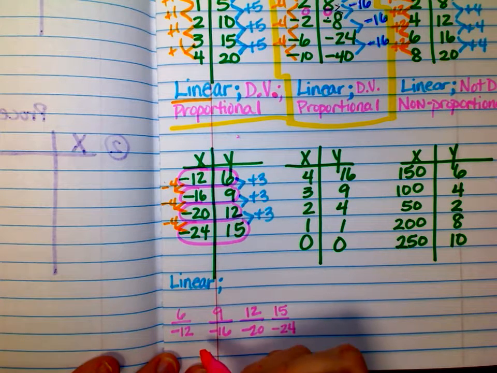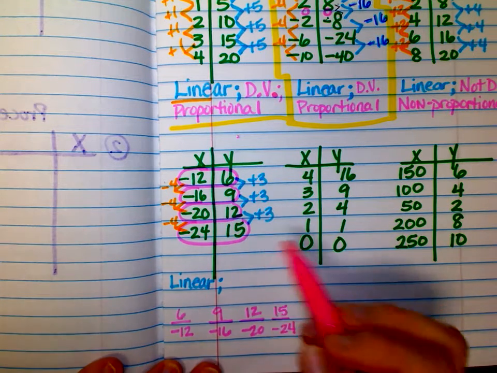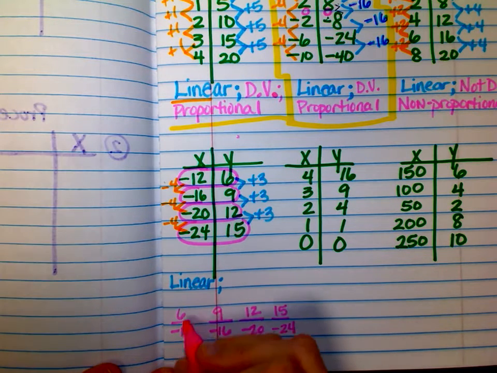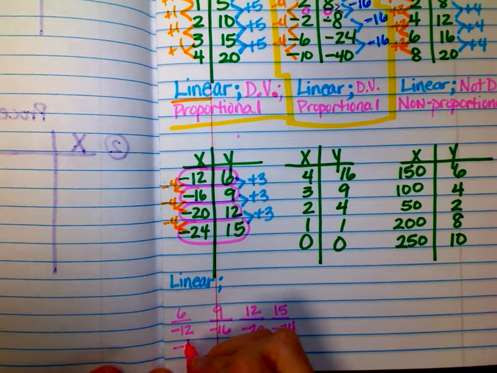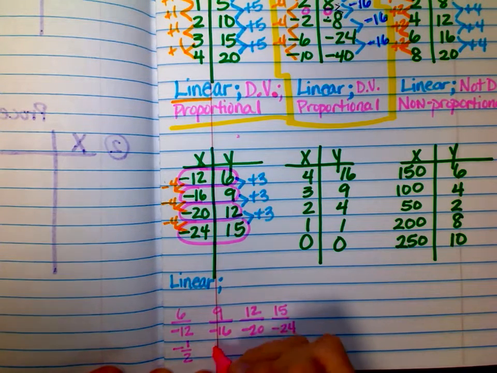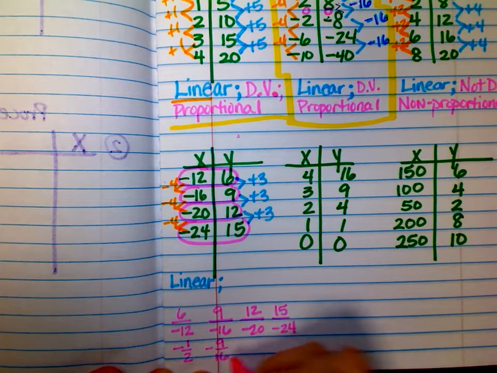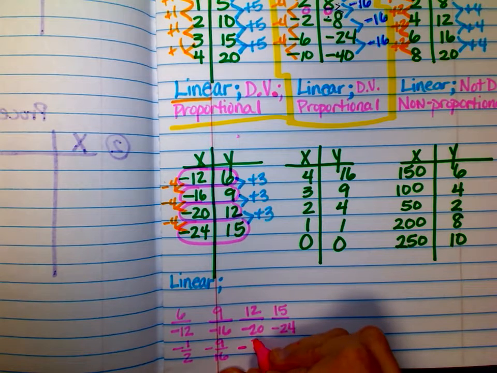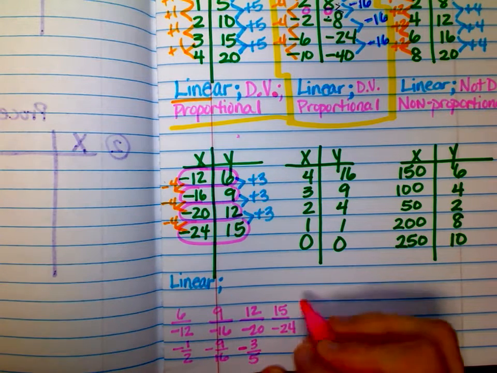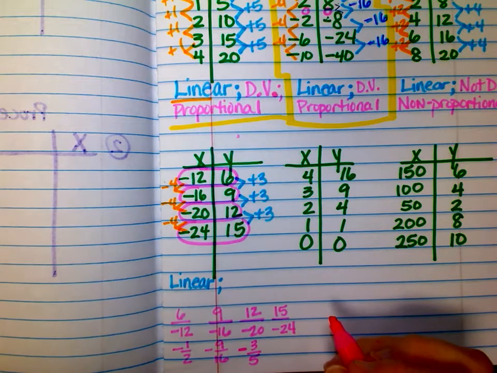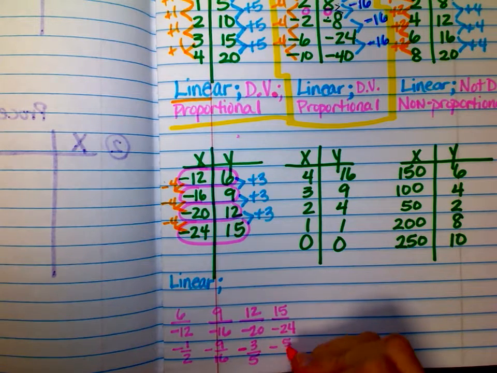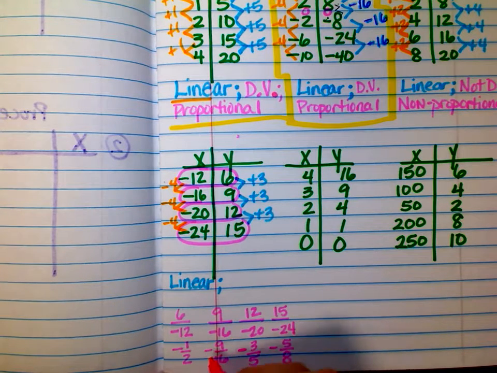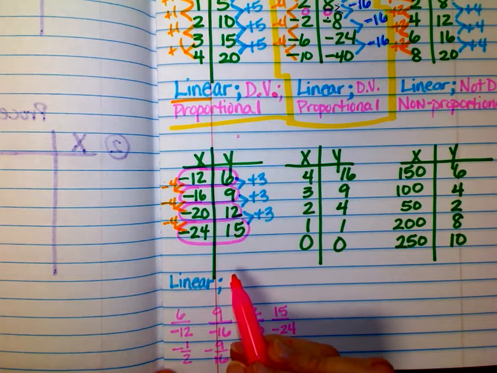If you were to take those fractions and simplify them, you'll see that there's not the same relationship between 6 and negative 12 that there is between 9 and negative 16. If you were to simplify 6 over negative 12, it makes negative 1/2. 9 over 16 does not simplify anymore. 12 over 20, you can divide both of those by 4 and you'll get 3/5, so that's negative 3/5. And then 15 and 24 can both divide by 3, and you get negative 5 over 8. And obviously these fractions all simplify to something different. And so that right there is our clue that this is not direct variation.